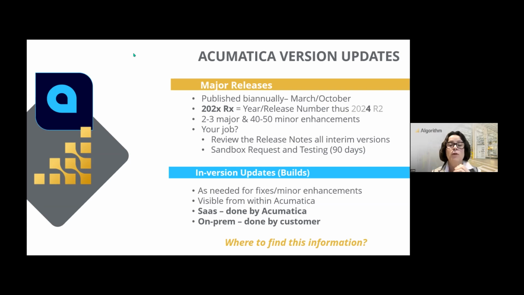You can see where your software version is in terms of what build you might be missing within Acumatica. However, again, if you're a SaaS customer, Acumatica does the in-version updates for you on request. If you're an on-prem customer, you will have access to those and you can perform those enhancements yourself.